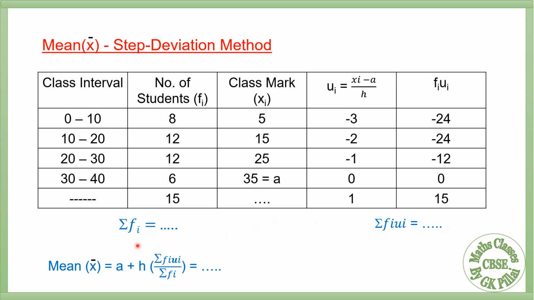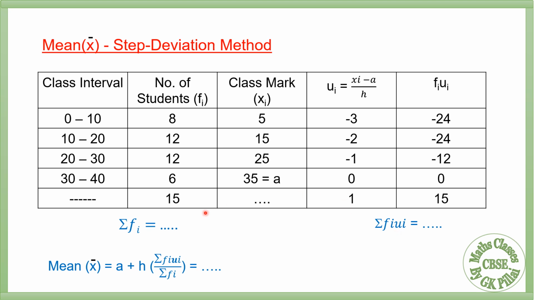Once again, sigma fi will be definitely there. Now there is a change in the formula. A will be there. The A you got here, same thing you will represent here. Now h into sigma fi ui upon sigma fi.